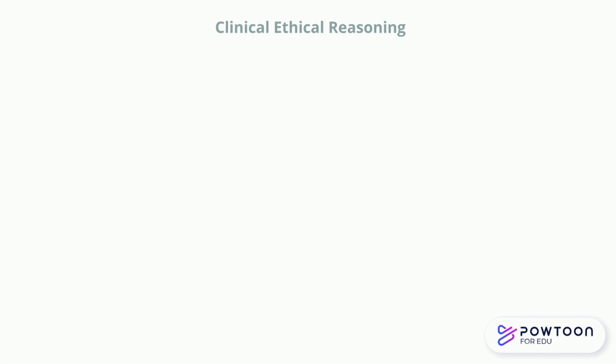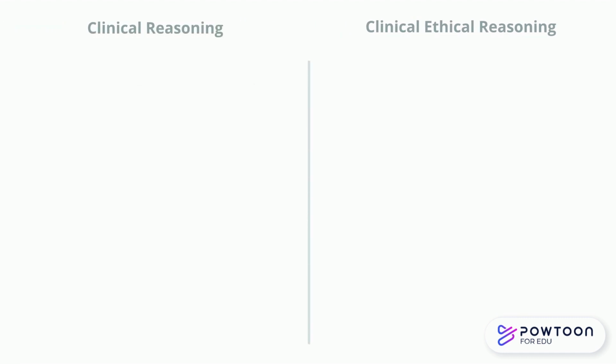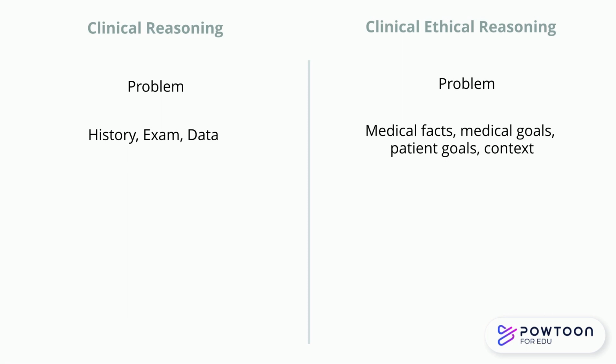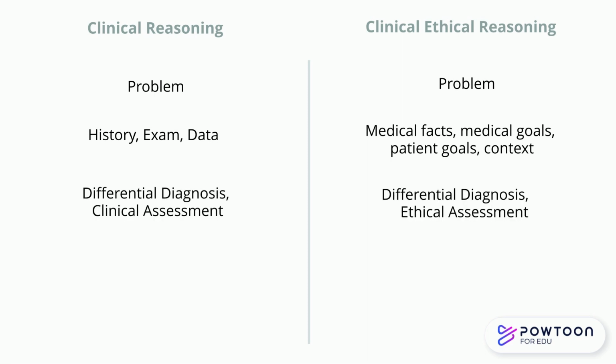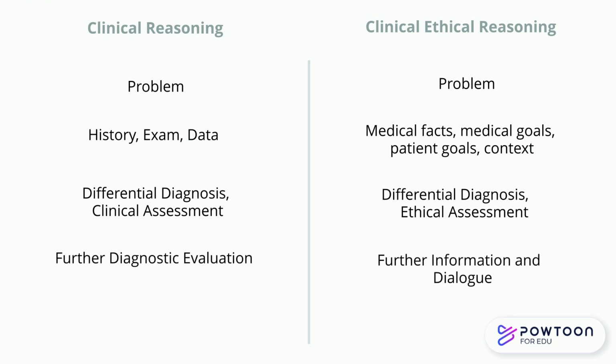Here you can see the difference between classical clinical reasoning and clinical ethical reasoning. They both start with a problem. To solve the problem, clinical reasoning uses history, exams, or data, whereas clinical ethical reasoning uses medical facts, medical goals, the patient goals, and the context. This leads for both to a differential diagnosis and clinical or, respectively, ethical assessment. Through further diagnostic evaluation or further information and dialogue, the clinical reasoning process ends with a treatment plan and the clinical ethical reasoning process with the best course of action.